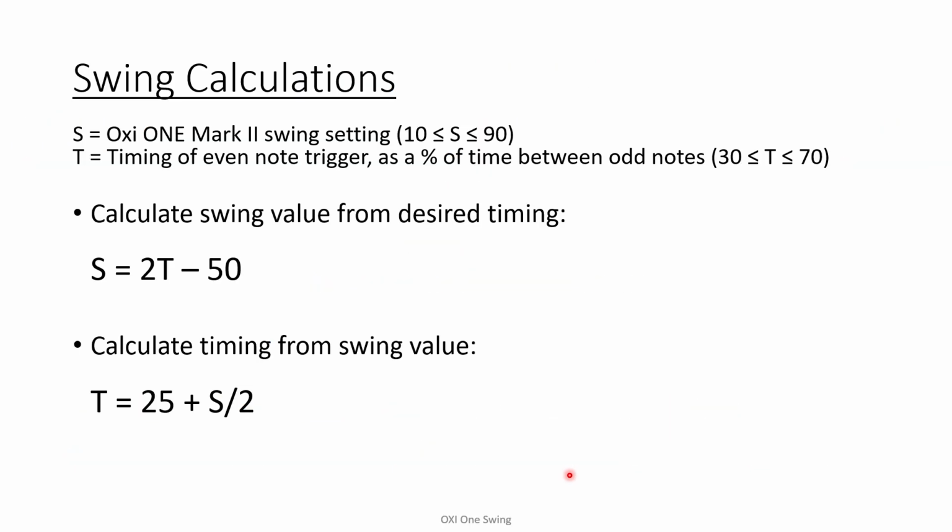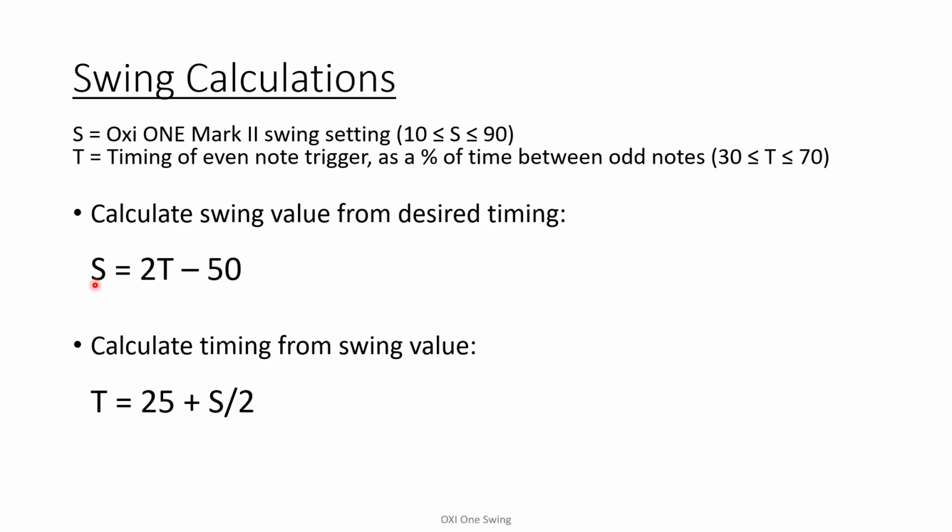Those numbers would be different if the tempo was different. Okay, so what if we need to calculate swing from a desired timing or the timing from a swing value? It's pretty easy using these simple formulas. For example, if we want even note triggers to occur 65% of the way between neighboring odd note triggers, we plug 65 into this first equation. 2 times 65 is 130. 130 minus 50 is 80. So a swing value of 80 places even notes 65% of the way to the next odd note.